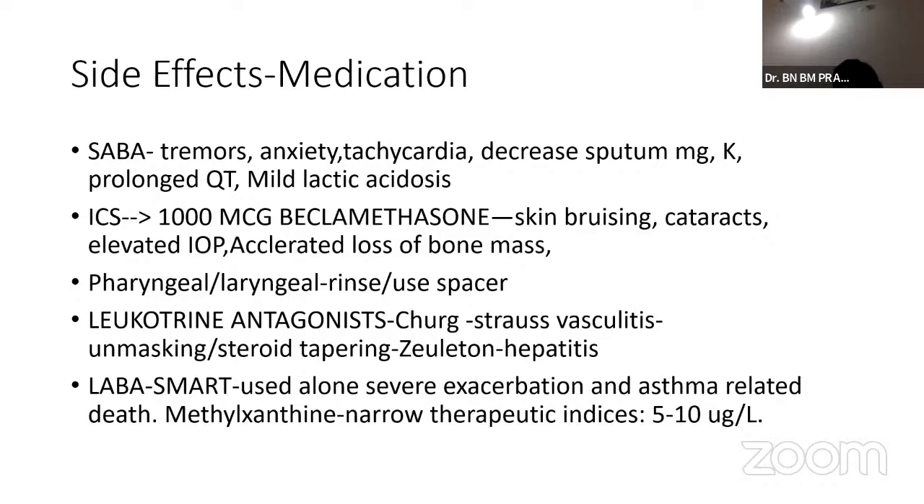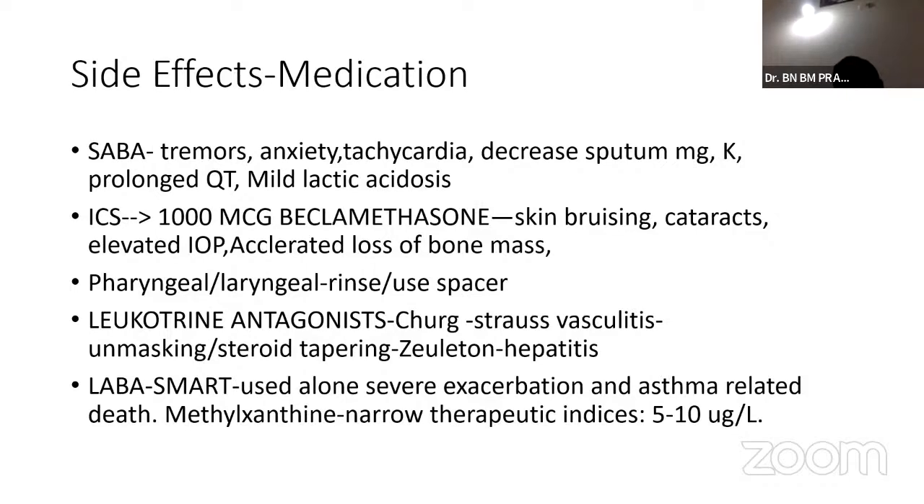And leukotriene antagonists are especially useful. They can lead to Churg-Strauss syndrome, vasculitis, but these are anecdotal case reports. And then, of course, steroid tapering may be difficult in these cases. Zileuton can result in hepatitis.